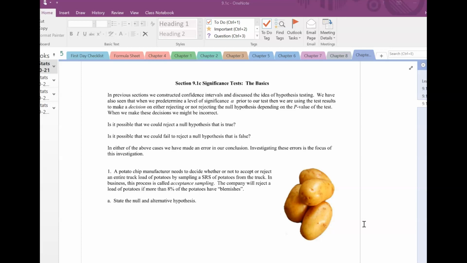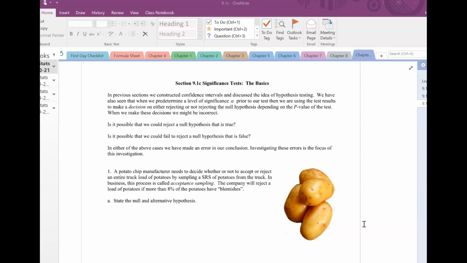Up to this point we've been talking about confidence intervals. We started in chapter 9 with hypothesis testing. We've talked about the alpha level to interpret the results and make a decision about your hypothesis test. And so what we're going to cover in this video is the errors that can happen related to your hypothesis testing. Now there's two different errors that could happen.